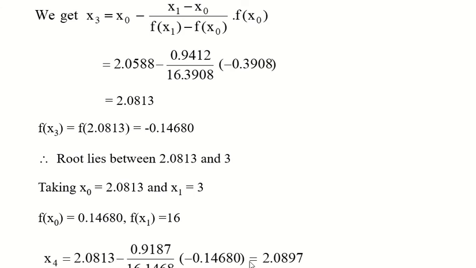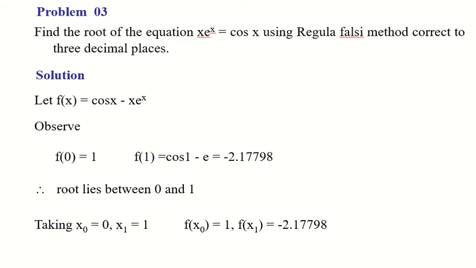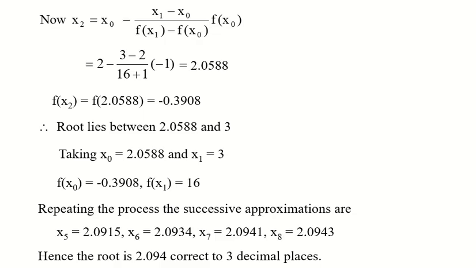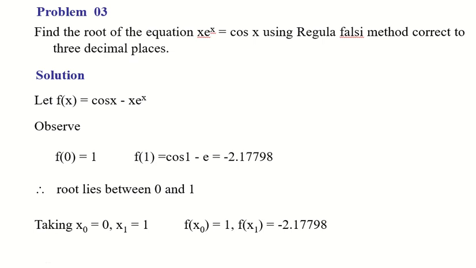Again you calculate x4. x4 comes as 2.0897. So calculate what is x5. Okay, I have given the answer here. You can refer to the previous slide, x5 is equal to 2.0915 and so on. Finally you are concluding the answer. Okay, so we shall move on to the next problem.